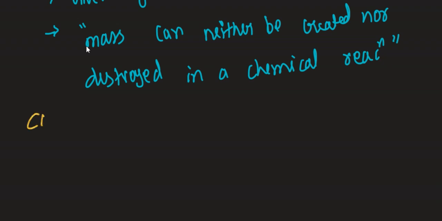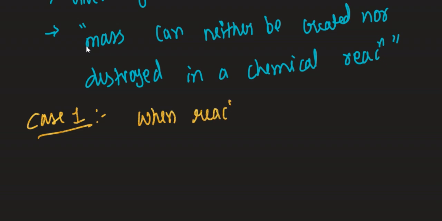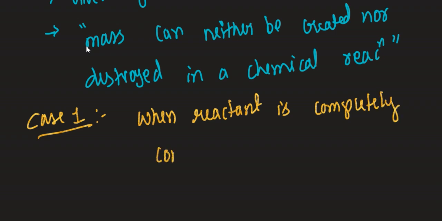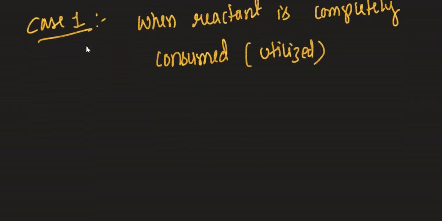But there are two cases in this theory. Let us try to understand case one. What does case one say? When reactant is completely consumed. What is the meaning of consumed here? Consumed means utilized.